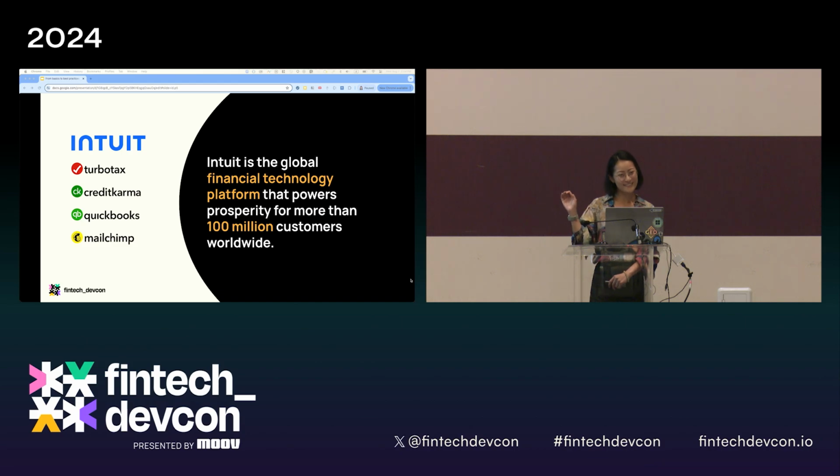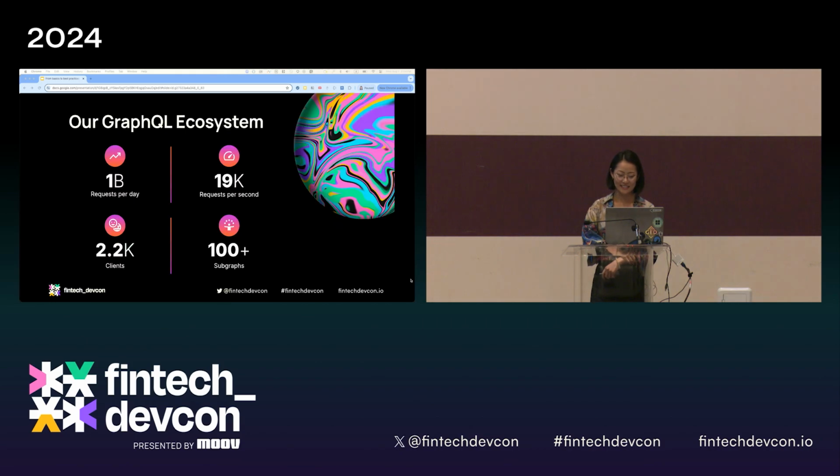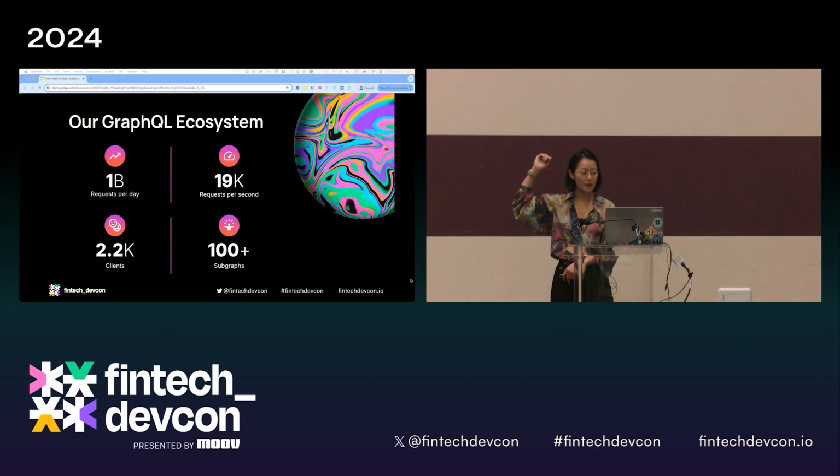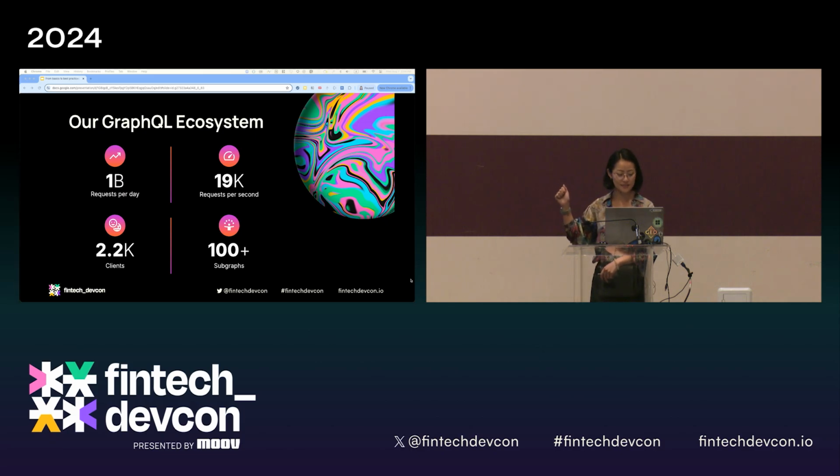First of all, though, quickly, if you are not familiar with Intuit, Intuit is a global financial technology platform. It is also the builder of these 4 products that you see: TurboTax, Credit Karma, QuickBooks, and MailChimp. We do service 100 million customers worldwide, and you will see that evident in our GraphQL numbers, actually. These are from TaxPeak this year: 1 billion requests per day, 19,000 per second, 2.2 thousand clients, and 100 plus subgraphs. Again, this is from TaxPeak, so the numbers probably have gone up since then.